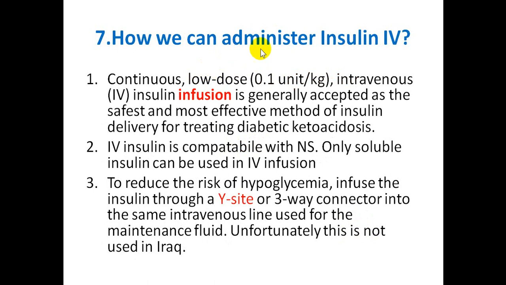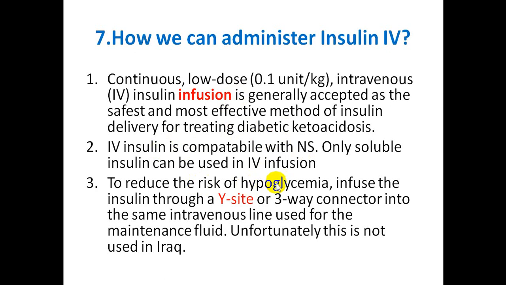How can we administer insulin? Yes, we can administer low-dose IV insulin, around 0.1 unit per kg, as an IV infusion, which is the safest and most effective method for treatment of diabetic ketoacidosis. For IV insulin, only soluble insulin should be given as an IV infusion, and it is compatible with normal saline.